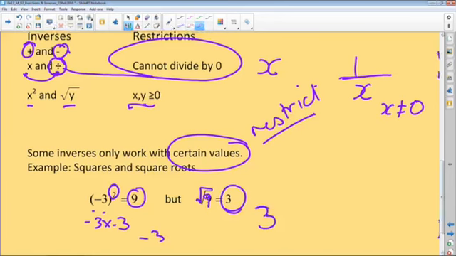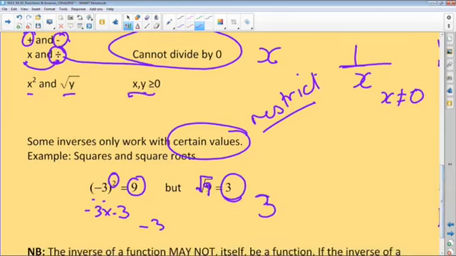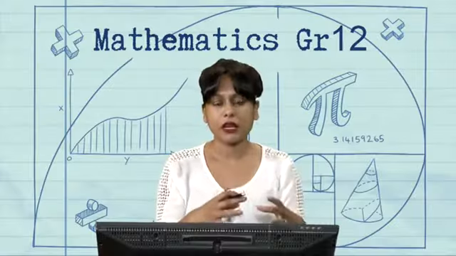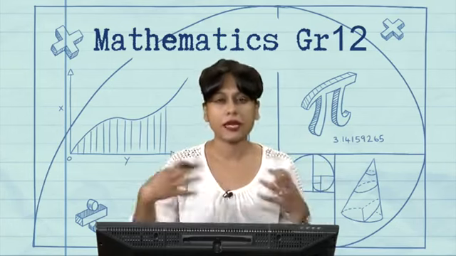Okay, and that's why we have to insert restrictions, because squares and square roots only become inverses of each other if we restrict the domain. So we make it work. We can make the one the inverse of the other by restricting the domain and saying, well, these are the values that you're allowed to use. These are the values that will make this work.